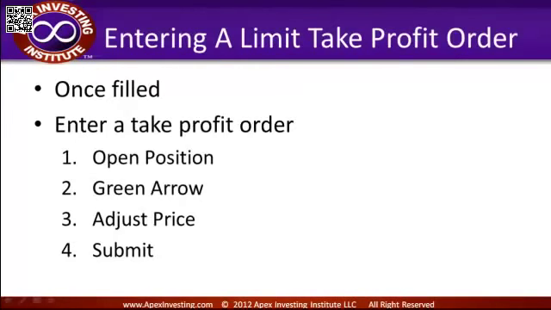Now, as soon as you get filled, then you're going to enter a take profit order. So when you get in, let's say you buy on one side for 10, you sell on the other side for 90, so you have a $20 risk on the trade. Then you want to go to your open position tab inside the Nadex platform and click on the green arrow right next to the open position. And then adjust the price and click submit to submit your order.